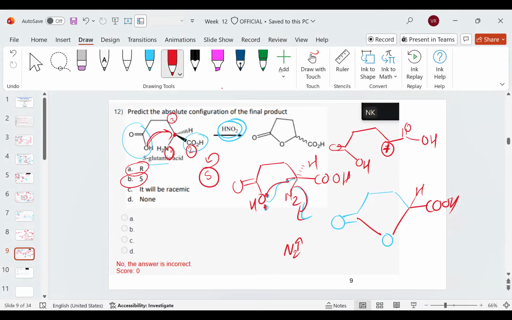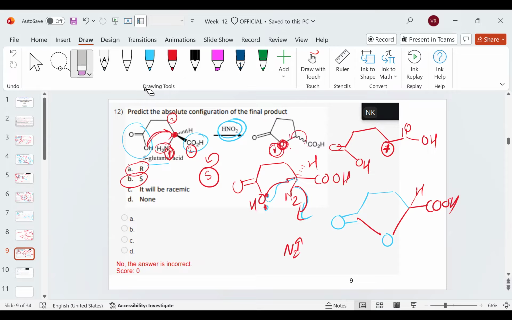Exactly. Since the chiral center here has NH2 as the first priority, in the product this will also get the first priority. So it's not an issue of shuffling the priority. It should be R, because we are not going to change the priority order. Initially nitrogen had the first priority. Now oxygen has the first priority, which is the incoming nucleophile. So it should have 1, 2, 3. Yes, it should have the R configuration in my understanding.